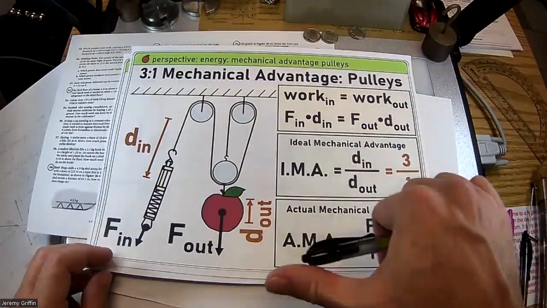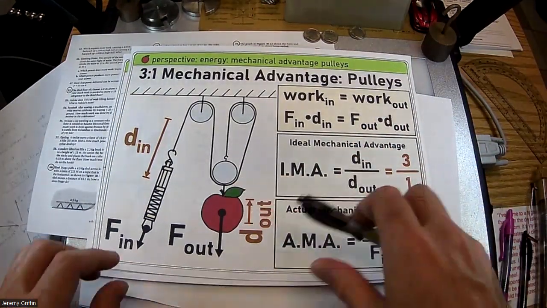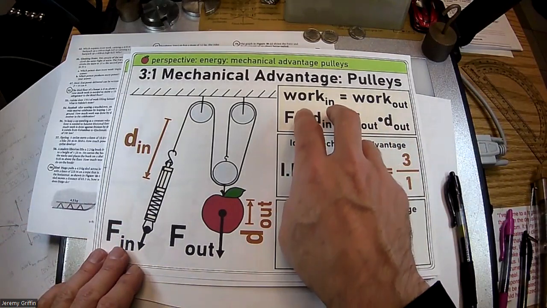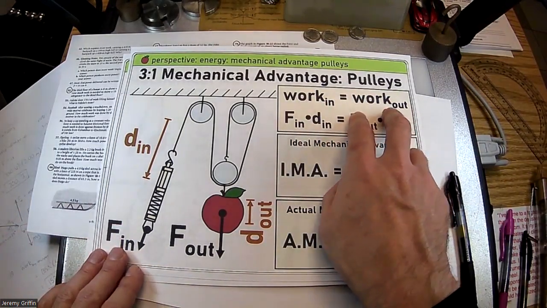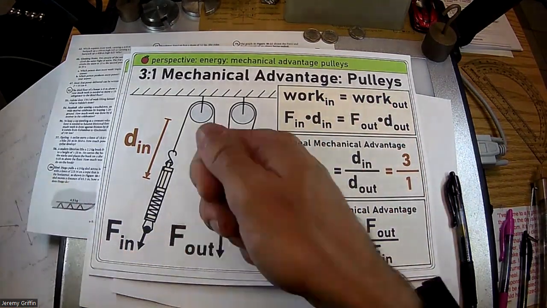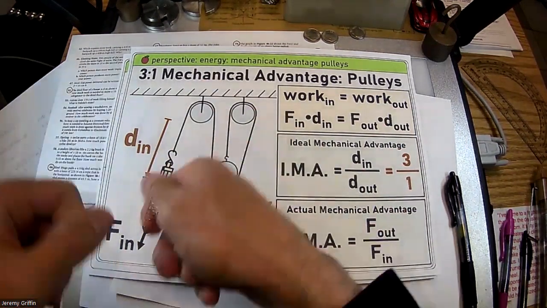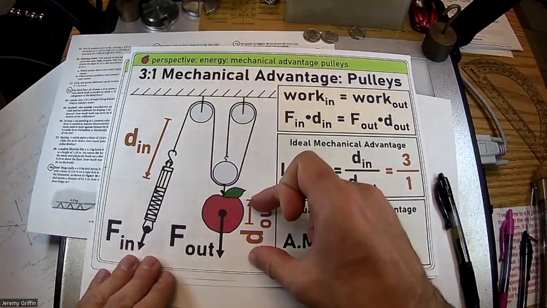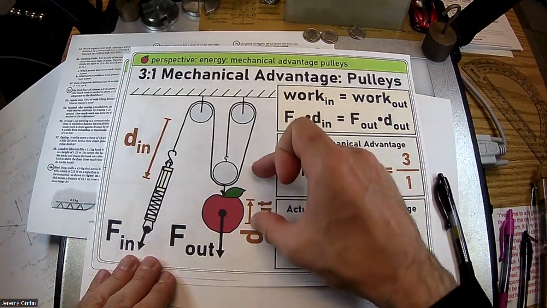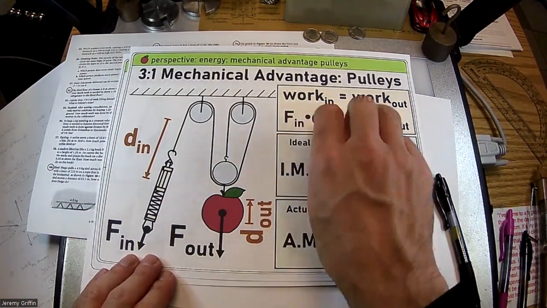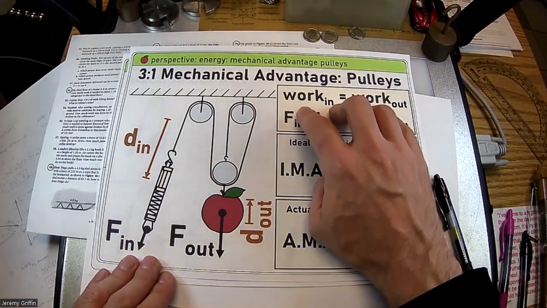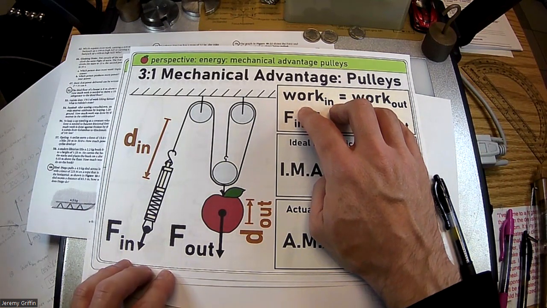The principle that makes a pulley system work is that the work input is equal to the work output. So however many joules of energy you put into the system, like pulling on the spring scale on the left side, is equal to the number of joules of energy that go into lifting the object, giving it some potential energy. So you can't amplify the amount of work or the amount of energy from the pulley system.